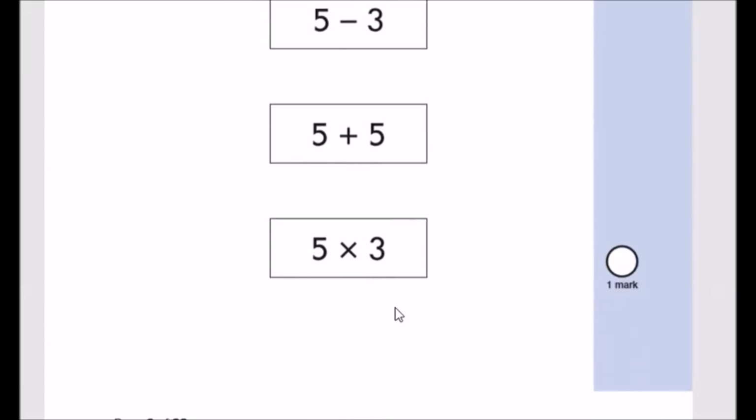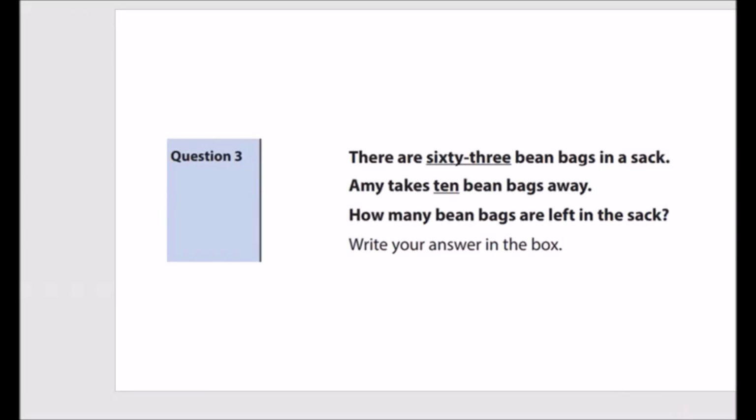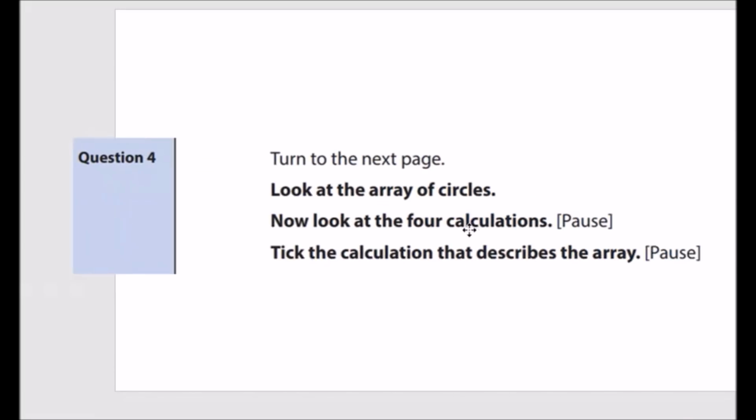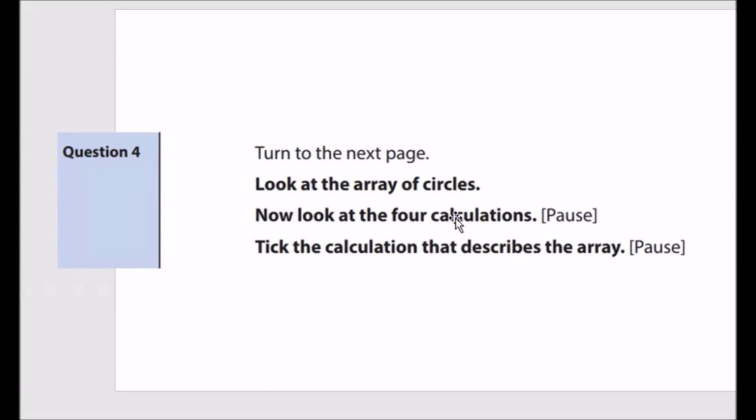Number 4, so it looks like it's quite a few. So you give quite a few number sentences and you give some information here. Okay, so look at the array of circles. Now look at the 4 calculations. Take the calculation that describes the array. So let's have a look at them now.